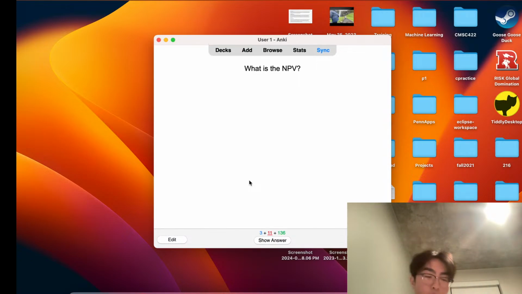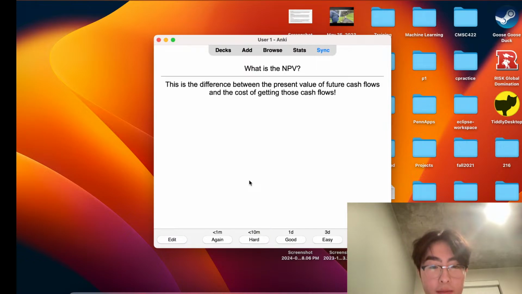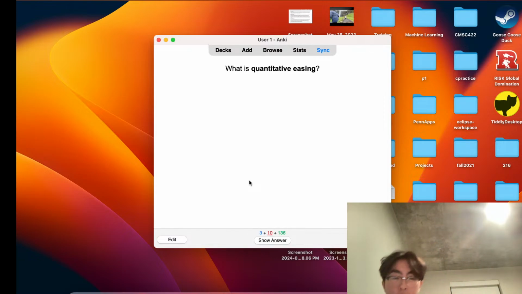Net present value. Net present value is just the present value in excess of the initial cost of an investment. As initial costs getting those cash flows.